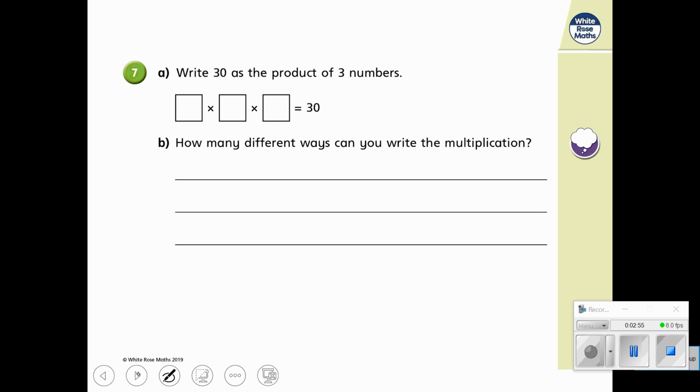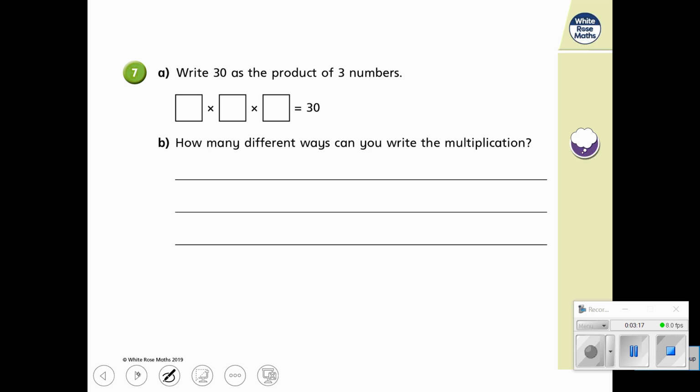Write 30 as the product of 3 numbers. So whenever numbers are multiplied together, the answer is known as the product. So to find the product of 2 numbers, you would multiply them together. To find the product of 3 numbers, you would multiply all 3 numbers together. So we've got to work out how we can find a solution to this question.